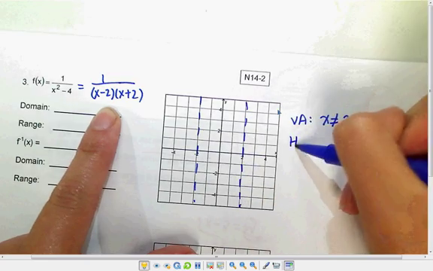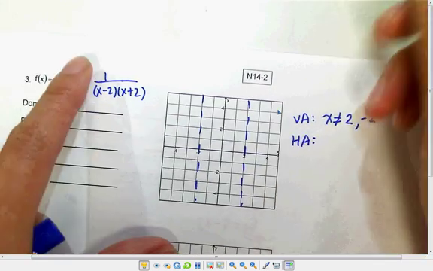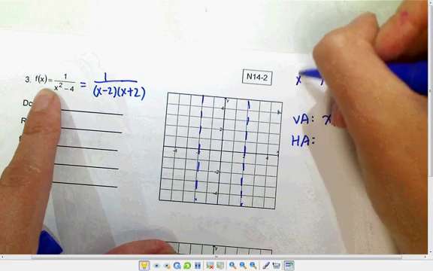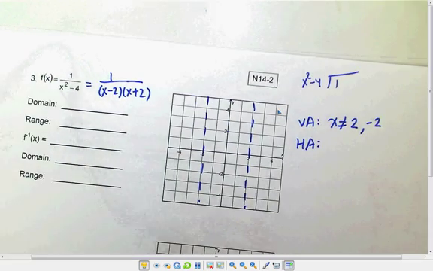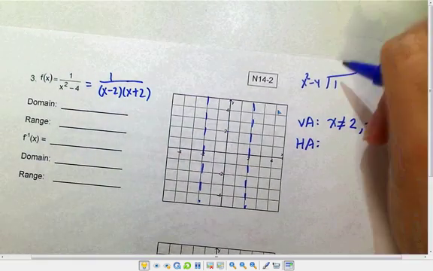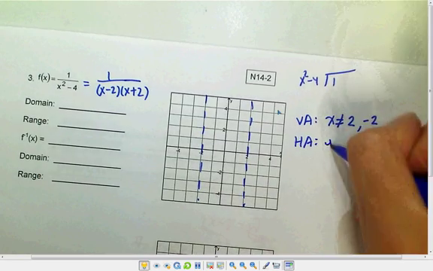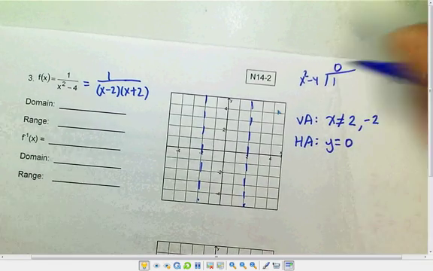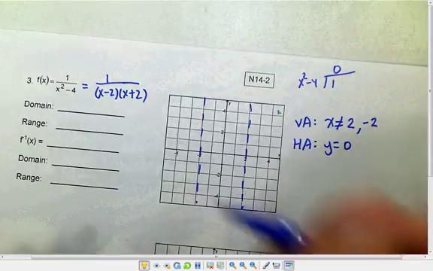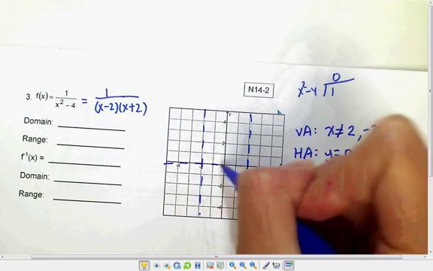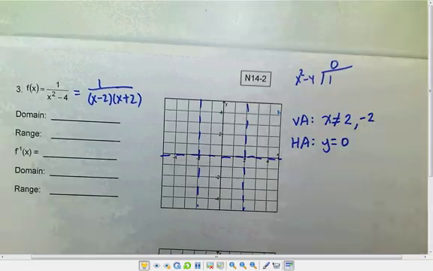For your horizontal asymptote, we're going to divide. When you divide 1 divided by x squared minus 4, can you do 1 divided by x squared? No, you can't. It's impossible. So your horizontal asymptote is y equals 0, because it can't go into that number. So we have a horizontal asymptote right on the x-axis.